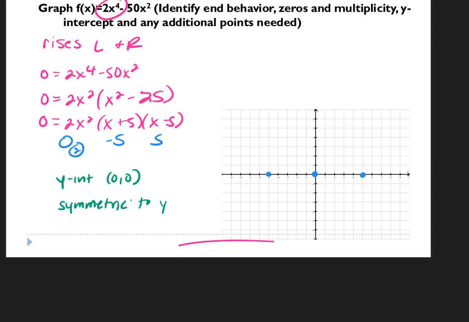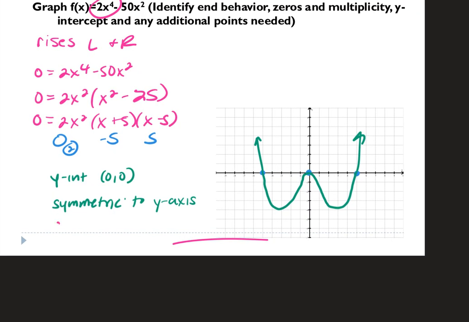Your y-intercept is 0, 0. It doesn't help you this time because you already had it, but sometimes if you don't have 0, it's going to help you. So then I plotted the points. I drew my arrows up. And I knew it had to cross through, bounce off the middle, and then cross through. But I have to figure out how far down it goes in between those spots.